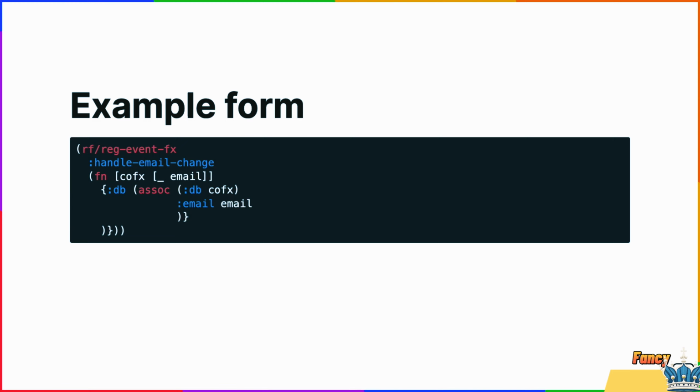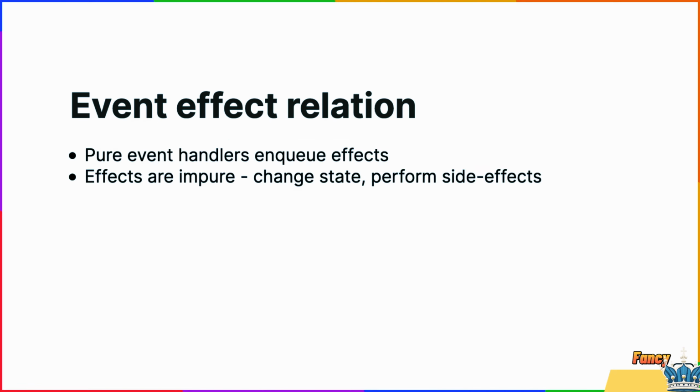This code includes an instruction to change the value of the email key in the app.db to the value dispatched in the event. It doesn't actually change the app.db. The built-in DB effect handler does that. Pure event handlers put effects on a queue. These are then applied in order and can be traversed for debugging. Effect handlers, on the other hand, can be impure. The side effect has been applied and the state of the universe has changed, but the DOM hasn't changed yet.